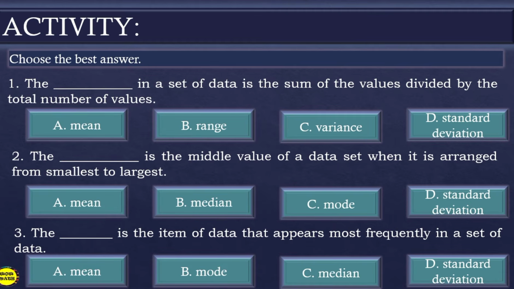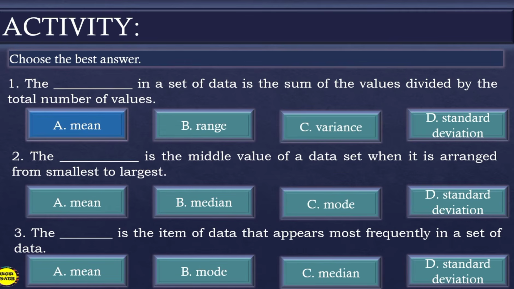So number 1, the blank in a set of data is the sum of the values divided by the total number of values. A. Mean, B. Range, C. Variance, D. Standard deviation. So, pag sinabing the set of data is the sum of all values divided by the total number of values, that is the average or yung mean. Okay?